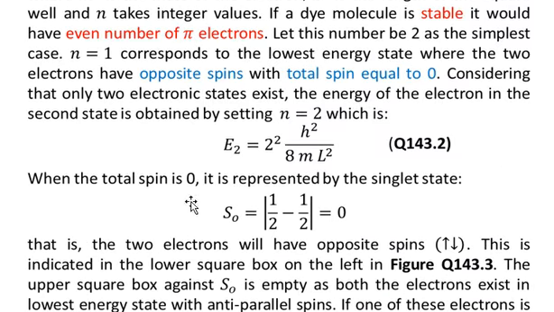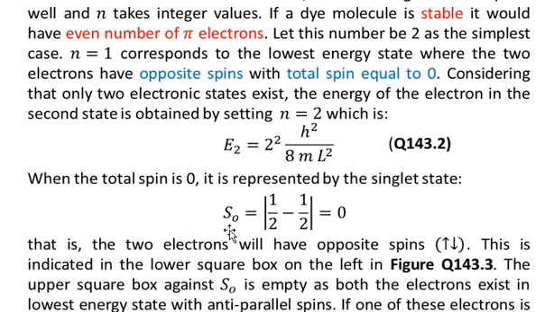When the total spin is 0, it is represented by the singlet state. For example, S naught is equal to half minus half. That is, one electron has a spin up, and due to the minus sign, the other electron has a spin down. So the total spin is half plus half minus half, which is equal to 0, and the mod of that is equal to 0. So S naught is actually a singlet state. That is the minimum state of the energy.